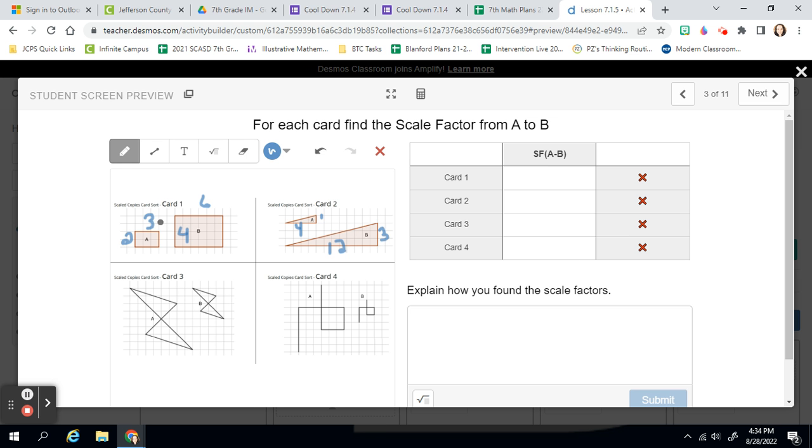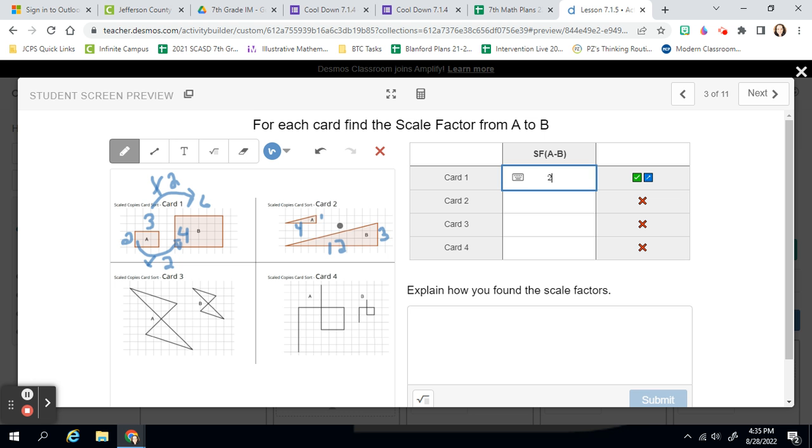Okay, so I'm going to start with card 1 and 2 because they were a little bit easier than cards 3 and 4. So when I went to find my scale copy, I noticed that when we go from A to B, like for instance, this top line is a length of 3, and then it changes to 6. And I know again, scale factor is what we multiply by. So I know 3 times 2 is 6. And then likewise, just to double check it, to go from 2 to 4, these corresponding sides, again, we multiply by 2. So therefore, my scale factor for card 1 is 2. And luckily, we got the right thing here.